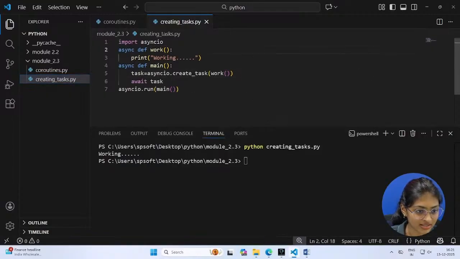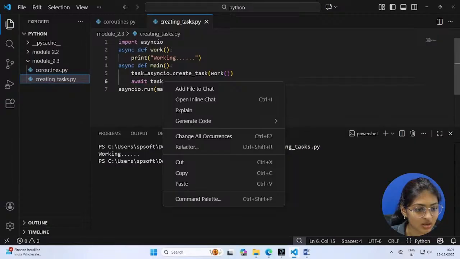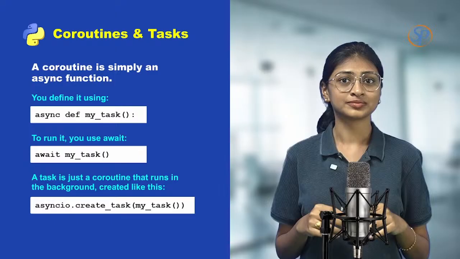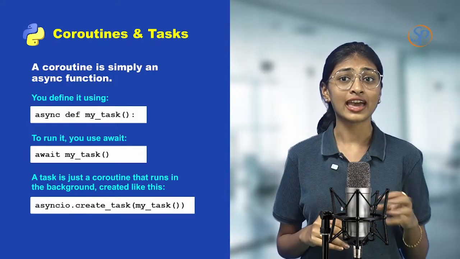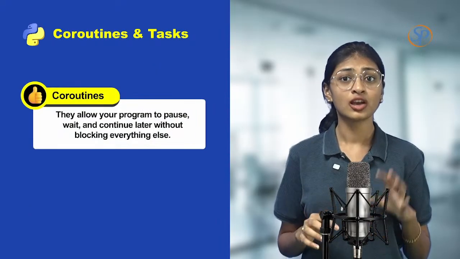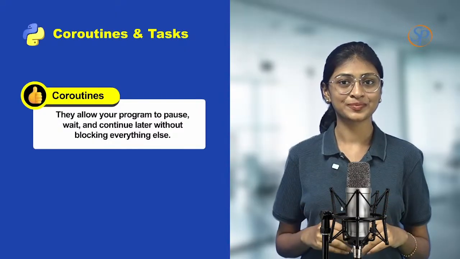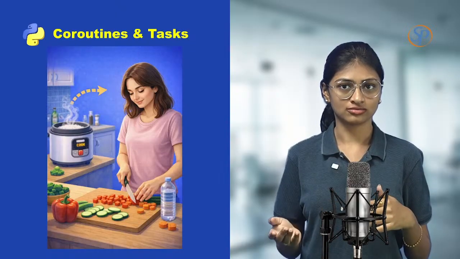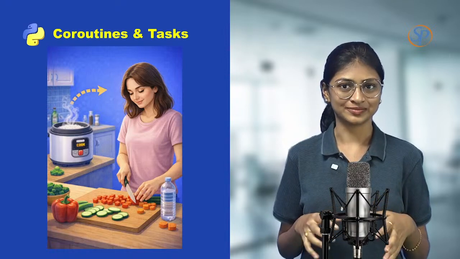This will create a task and assign it, and it waits, and it will run in the background, and it will show our output as working. It continues. These coroutines are the heart of async programming. They allow your program to pause, wait, and continue later without blocking everything else. You put rice in the cooker. It cooks on its own, and you continue cutting vegetables. You don't stand there waiting.